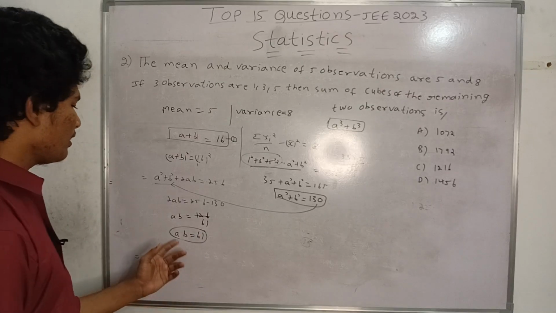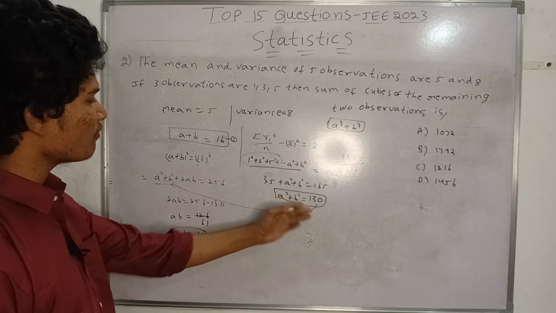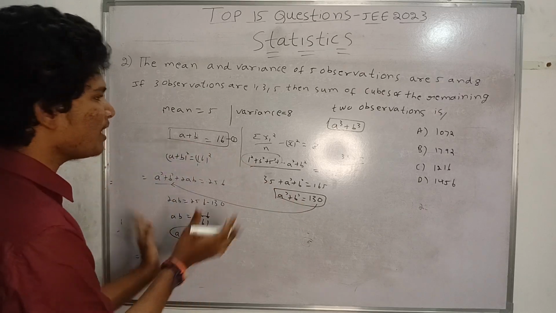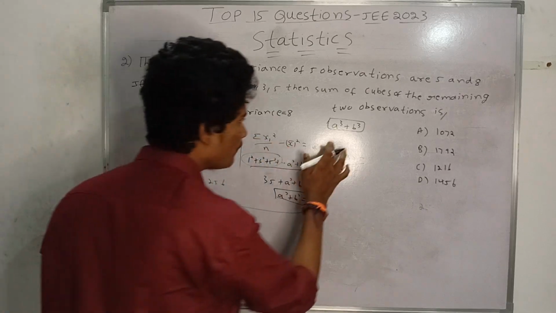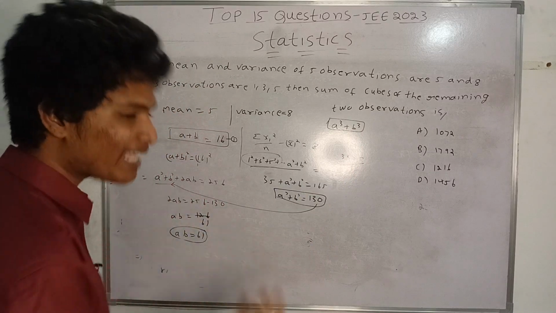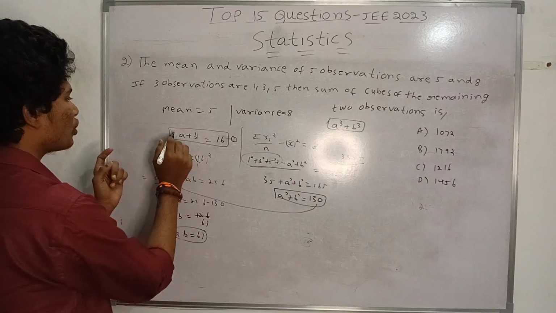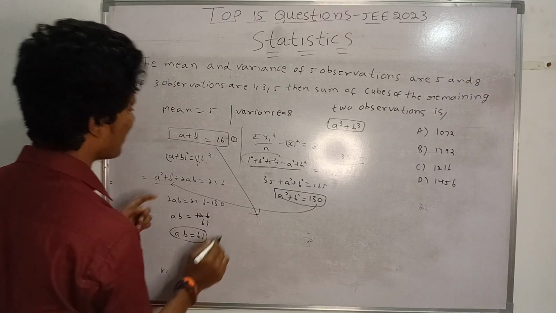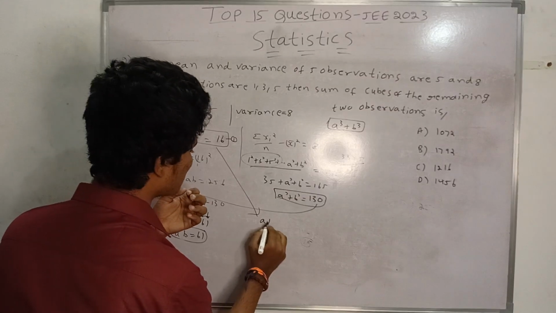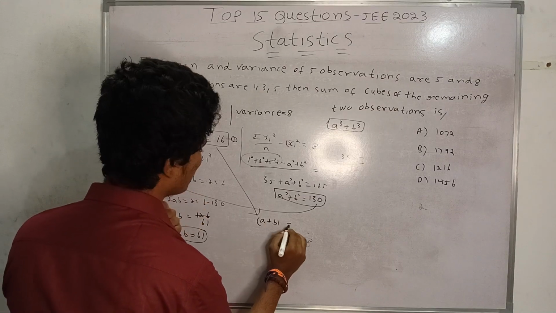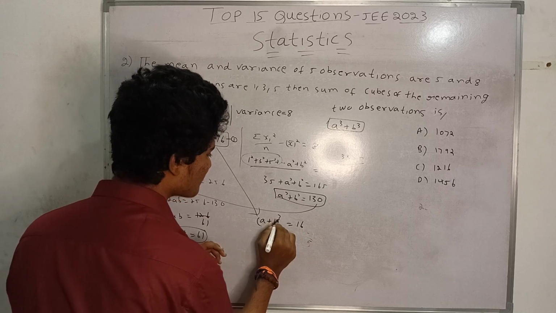Now AB equal to 61, A square plus B square equal to 130, A plus B equal to 16. The complete values are now here. And now we want A cube plus B cube. How can we get the A cube plus B cube term? From the first equation only. That is the reason why I said it is important. A plus B equal to 16, so I simply cube this.